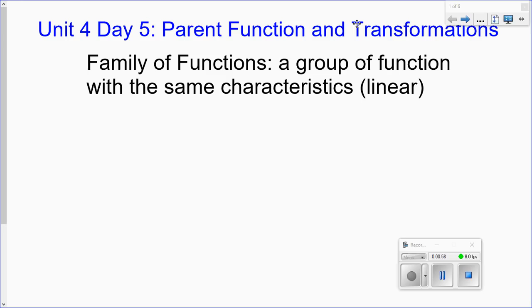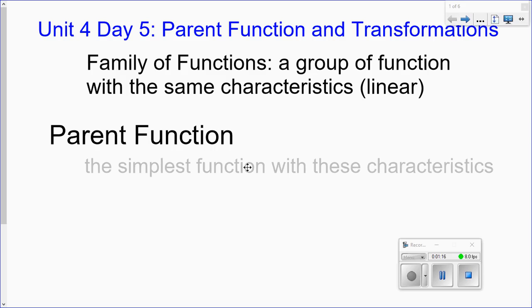We're specifically going to focus on linear functions currently in this unit. So the family we're going to talk about is the linear family. I know it sounds so weird. The next one is a parent function of that specific family, so the parent of that family. That's the simplest function with these characteristics. So in a linear one, we're trying to find the most basic line, okay? The characteristics that make up those lines are the y-intercept and the slope.